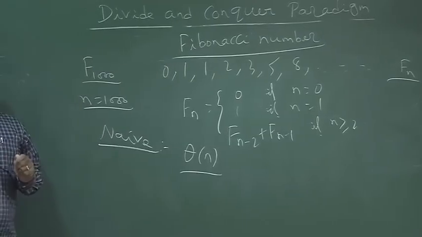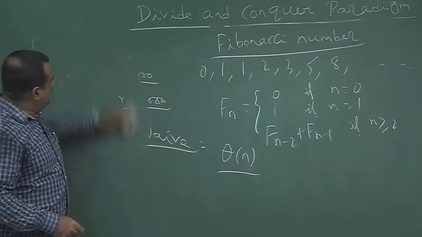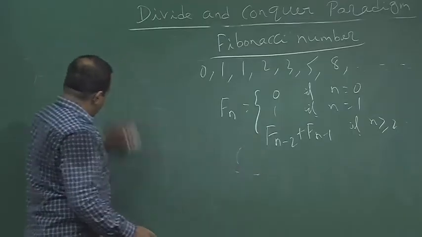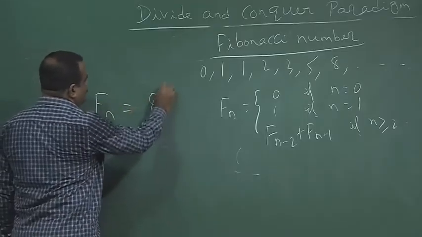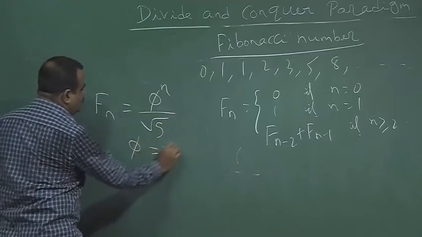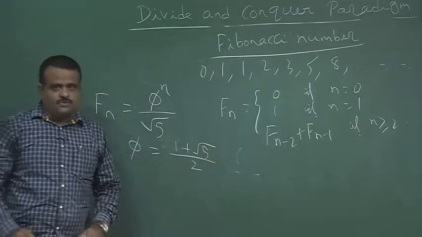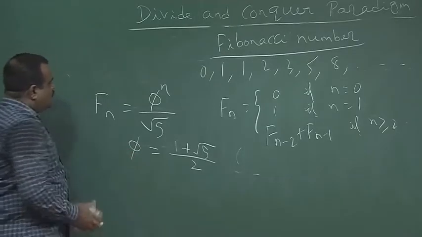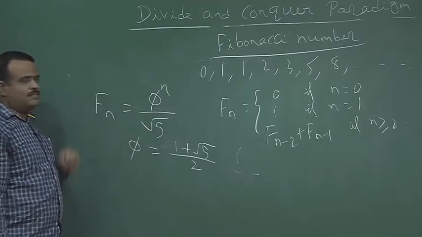Now we want to see whether we can use some divide and conquer approach to solve this problem of finding the nth Fibonacci number. For that we know that the nth Fibonacci number can be written as phi to the power n by root 5, where phi is the golden ratio, which is basically 1 plus root 5 by 2. So, that is the golden ratio. Now, if we can compute phi to the power n, then we can get the nth Fibonacci number.